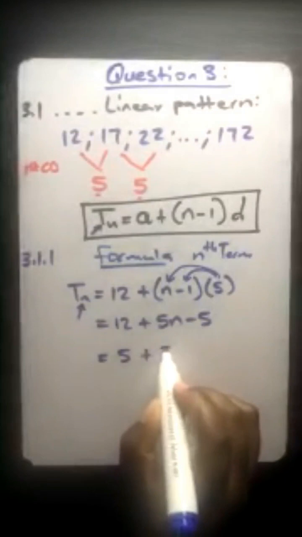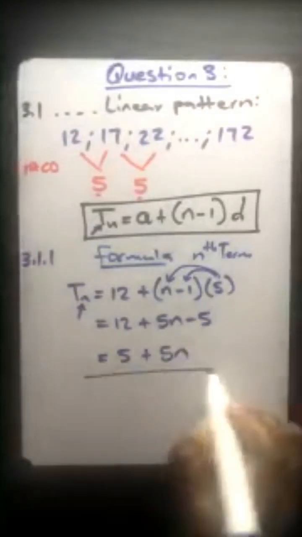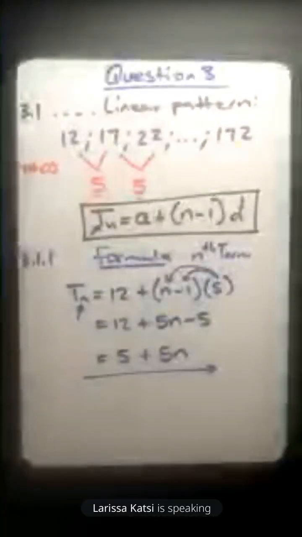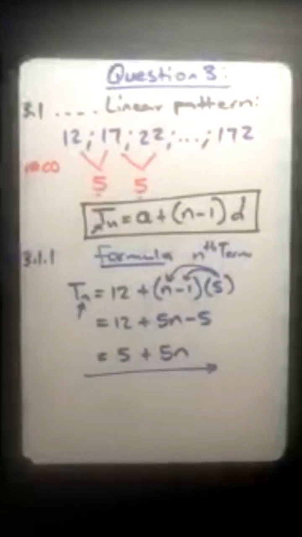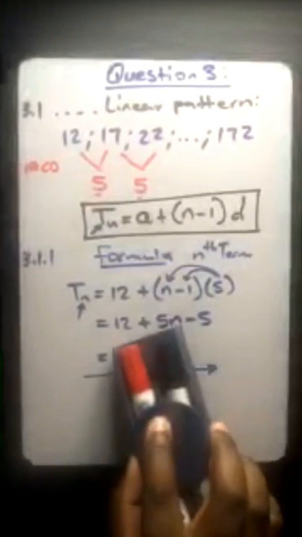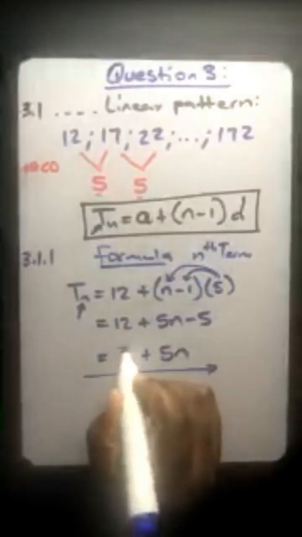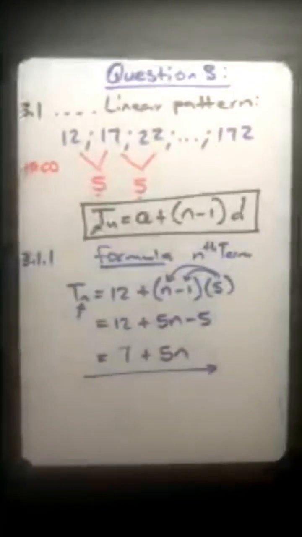So now, let's see. When you say finally 12 minus a 5, what are you getting there? You are getting 5 plus 5n. Is this what all of you guys are getting there? No, say it's 7. Yes, yes. A very good indication that you guys are paying full attention. Okay, that means we are together.